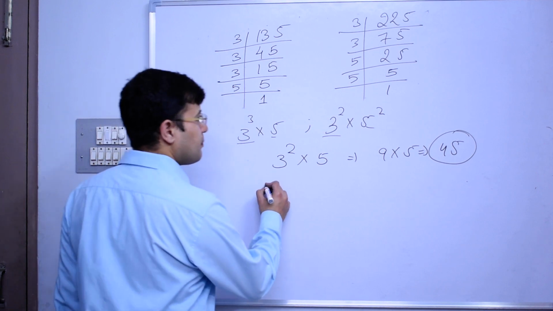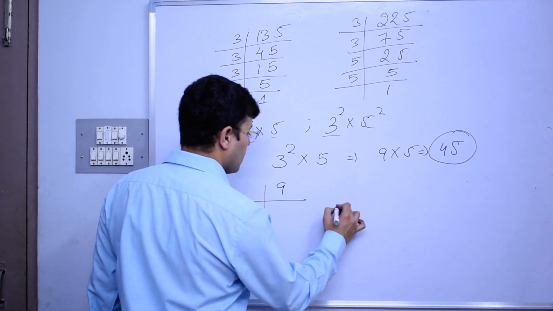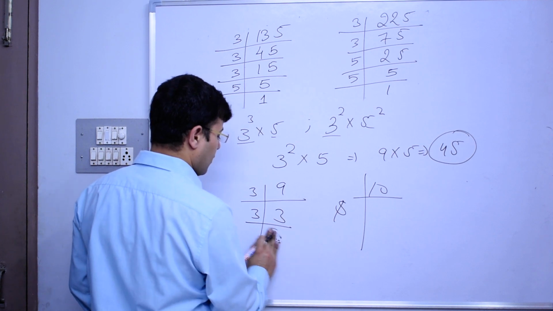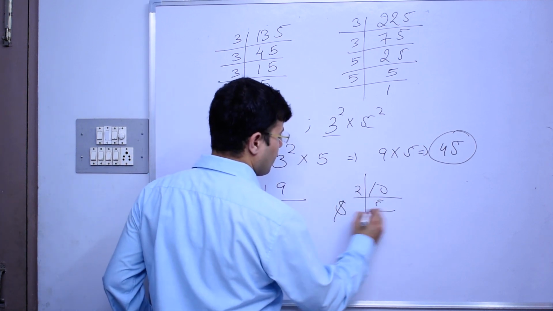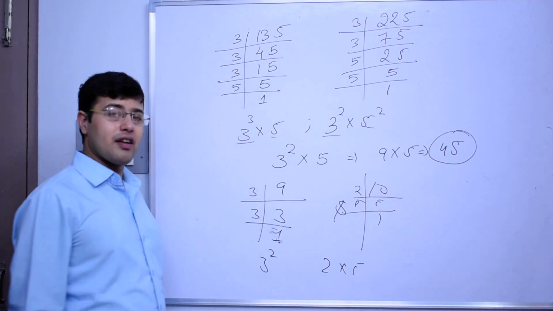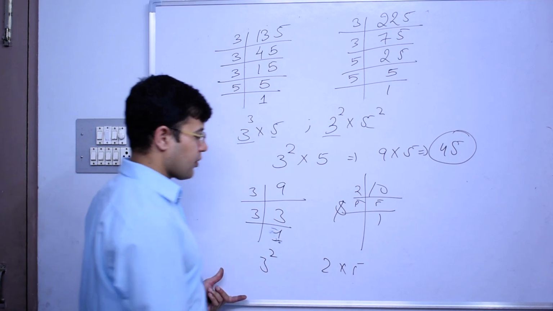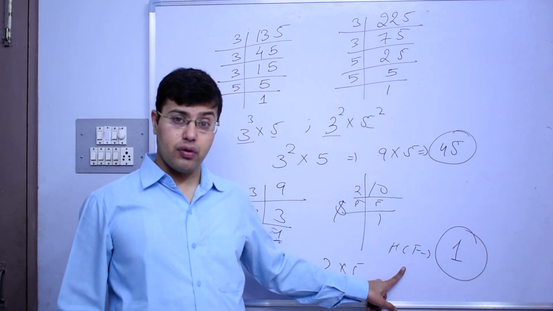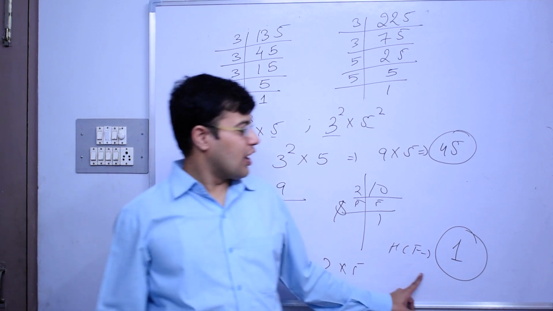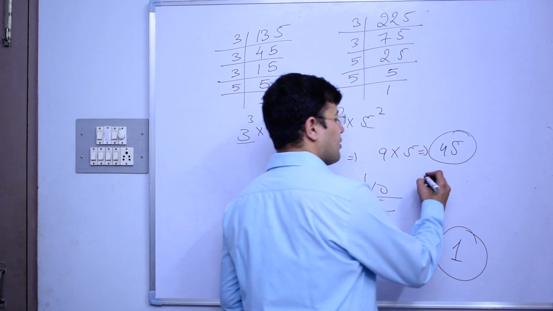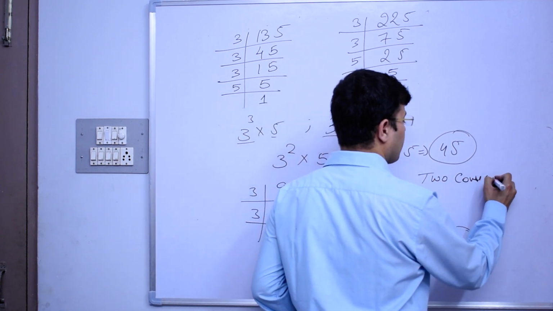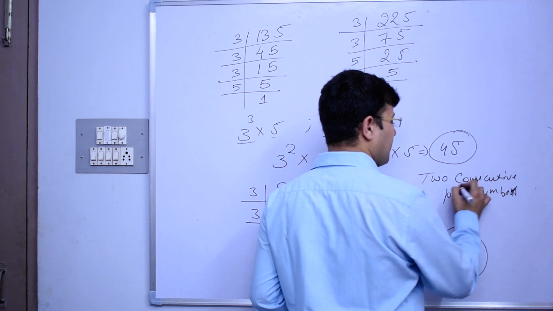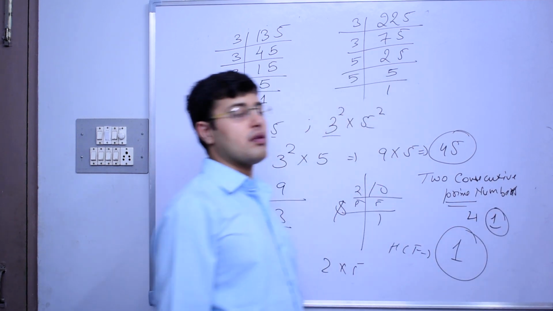Now let's take one more example, 9 and 10. We know that 9 is 3 times 3, that is 3 square, and 10 is 2 into 5. In this case, when none of the factors are common, you can directly write the number 1. This is very important for you to know. If none of the factors are common, the HCF is 1. Hence we can also say the HCF of 2 consecutive prime numbers, or any prime numbers, is always 1.